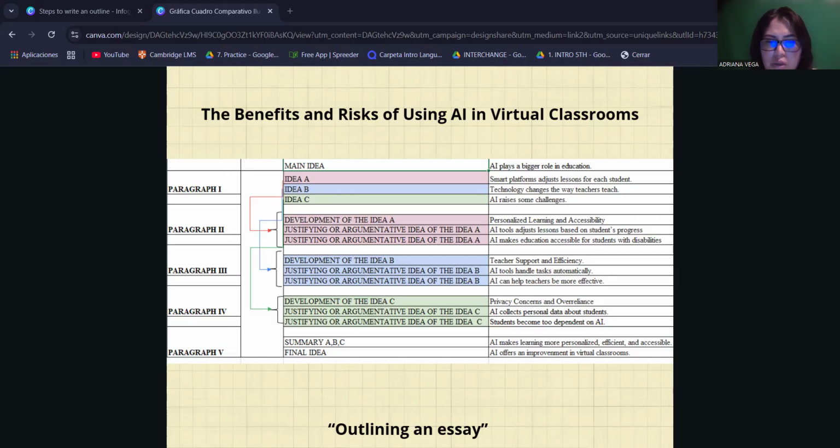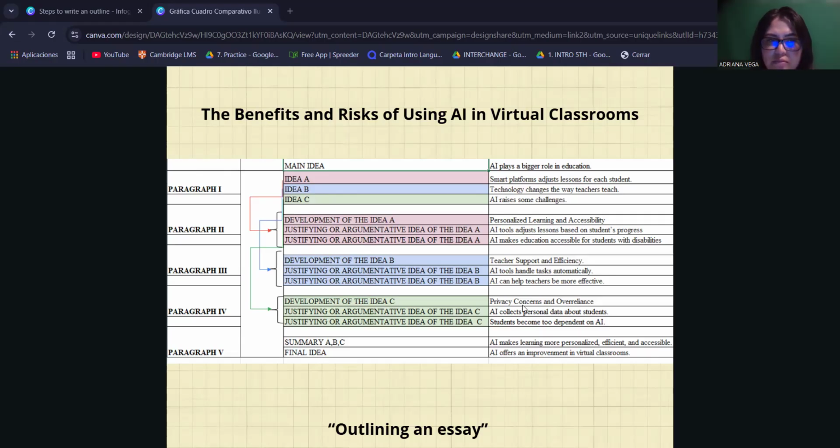In paragraph 3, we explain how AI transforms teaching methods. AI can take over repetitive tasks like grading or attendance, which saves teachers time. With these tasks managed automatically, teachers can focus more on instruction and student interaction. This makes teaching more efficient and allows educators to support their students in deeper, more meaningful ways.